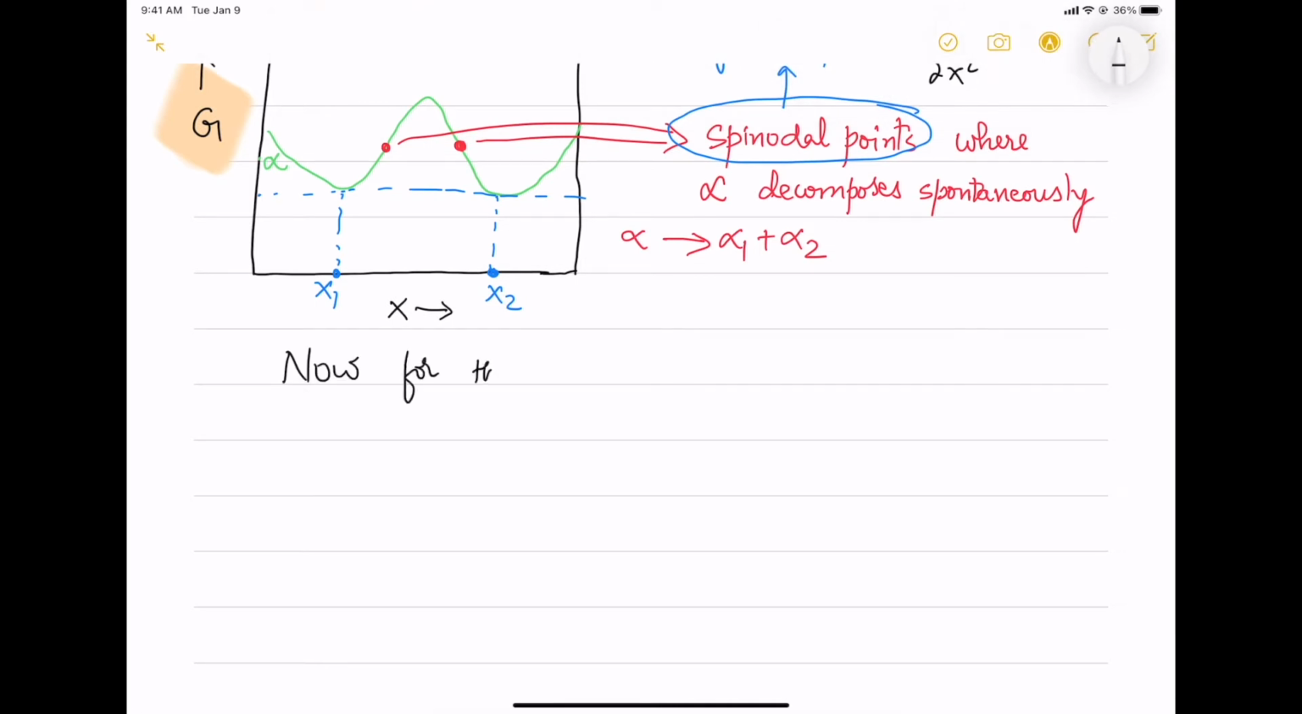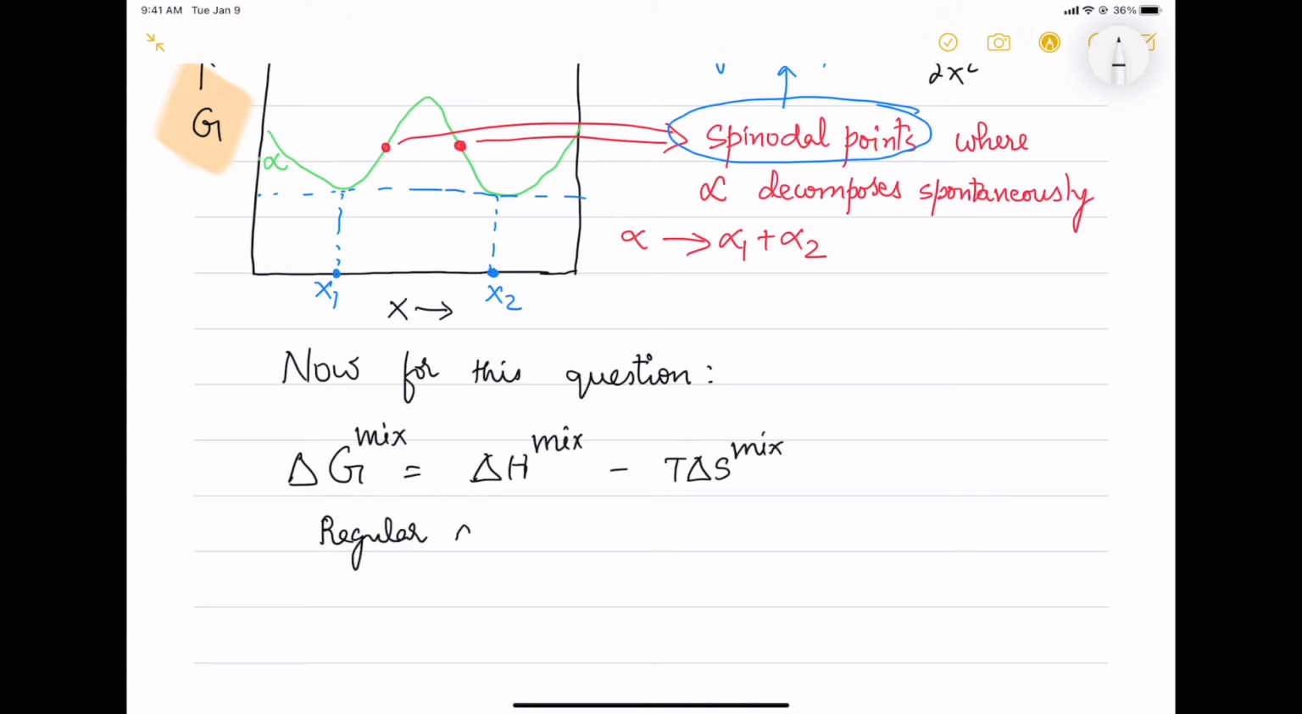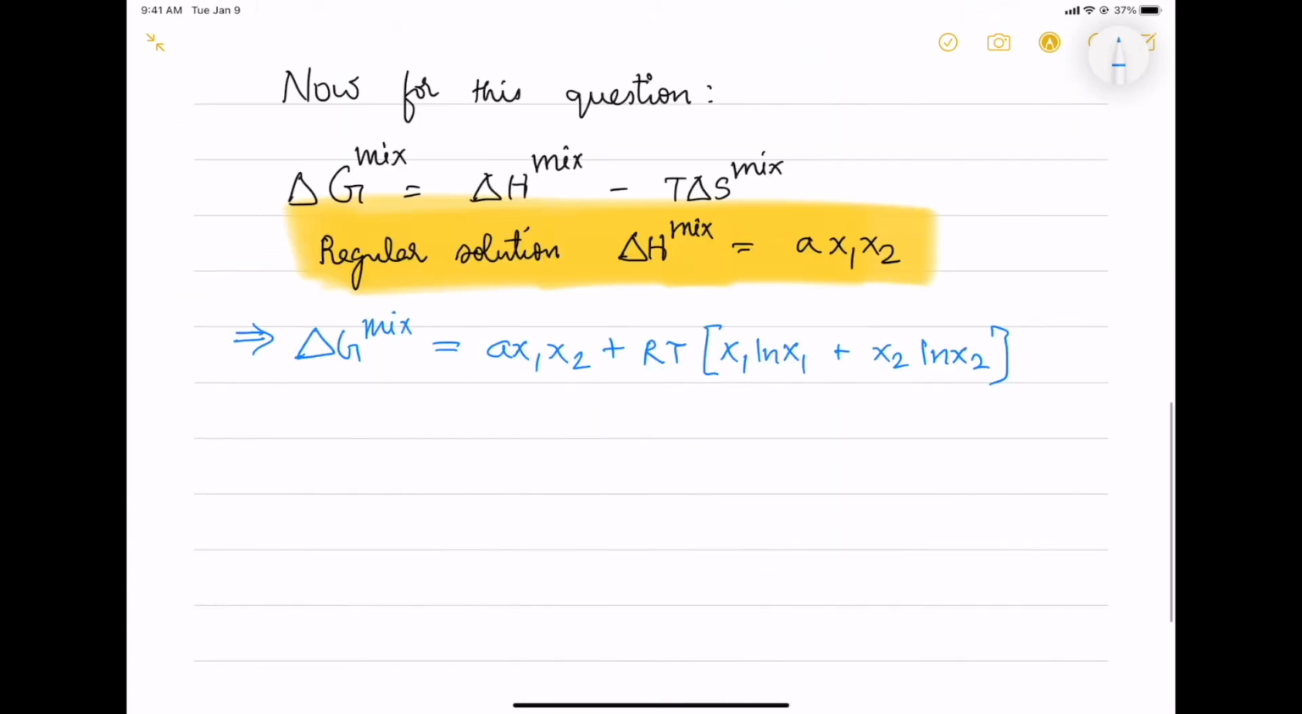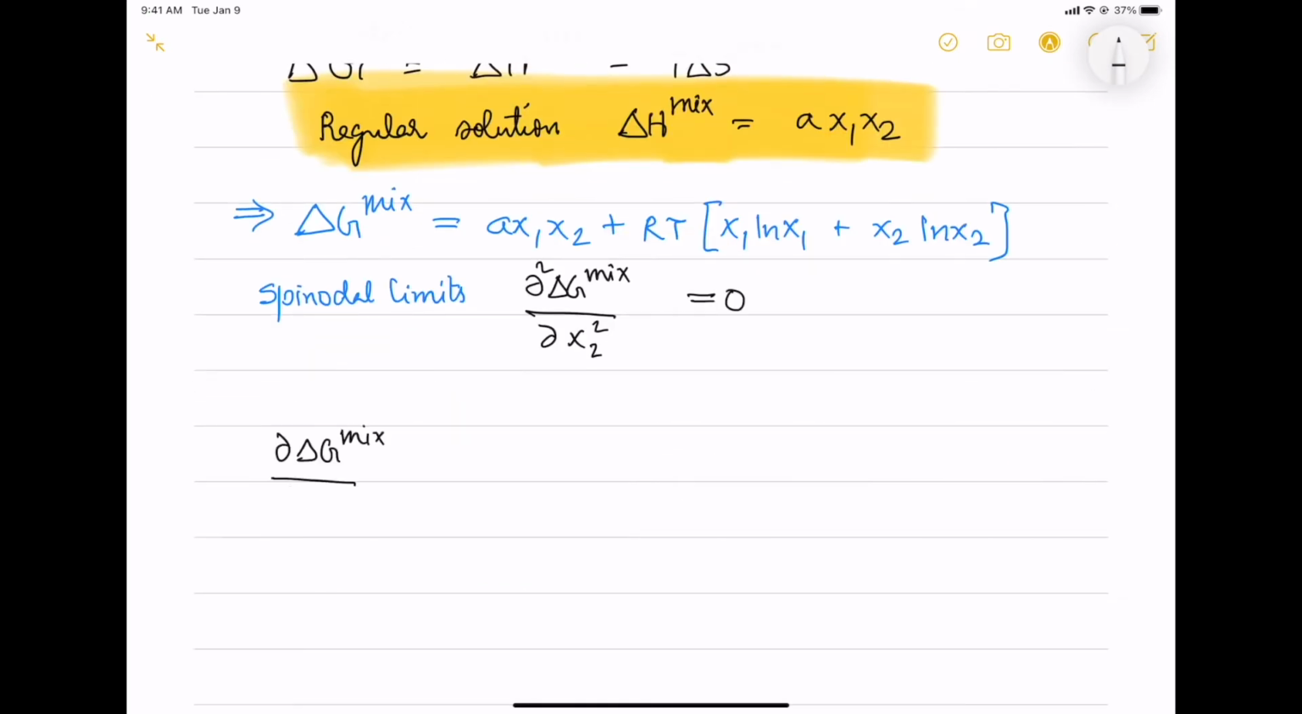Now for this question, we have delta G mix equals delta H mix minus T delta S mix. Delta S mix is the configurational entropy, and for a regular solution delta H mix is A x1 x2, which is a simple regular solution. Now we will write the whole formula, delta H mix and delta S mix, which is configurational entropy. Now for the spinodal limits, we need to take the double derivative equals 0. So first we will take the first derivative of this.